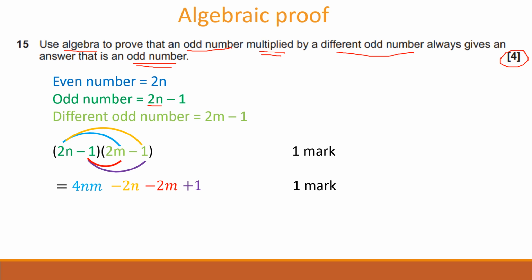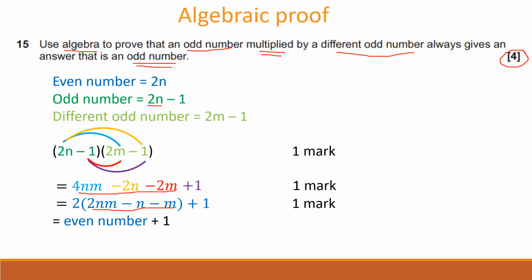Now in this expression here, the first 3 terms, so the 4nm, the -2n and the -2m are all even. So I could take a factor of 2 outside the front. So 2 times the 2nm gives me the 4nm. The 2 times the -n gives me the -2n. And the 2 times the -m gives me -2m. So I have factorised this into one bracket. Now I have got 2 times a number in terms of m and n. We don't know what this number is, but it doesn't really matter what that number is that I've just underlined, because 2 times any single number will always be an even number.